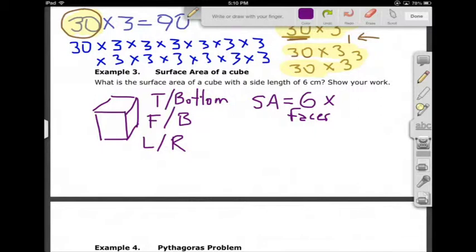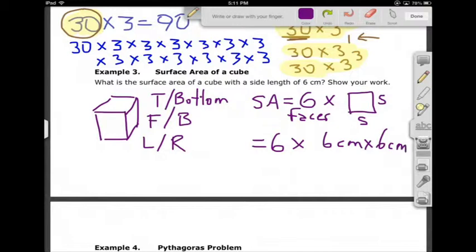whatever the length and width of each face is. So I'll just draw it like this. Length times width. Because this is a square, one thing we can do, instead of writing length times width, we know they're the same, is we can just say that they're side times side. When you see that done, don't let it throw you. It just means that they're the exact same value, so we give them the same letter. So the surface area is 6 of the faces times 6 centimeters by 6 centimeters.